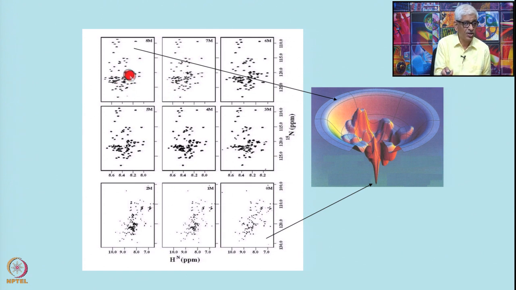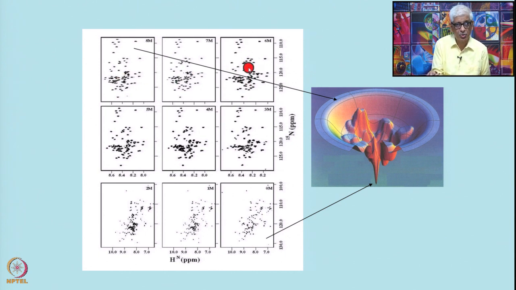So there you can use this HNN, HNCN spectra to assign the individual peaks. Now you have to assign the individual peaks in every spectrum, because there can be differences in the chemical shifts depending upon what the 8 molar urea is doing, because the urea interacts with the backbone of the protein. Therefore, there can be differences in the chemical shifts.